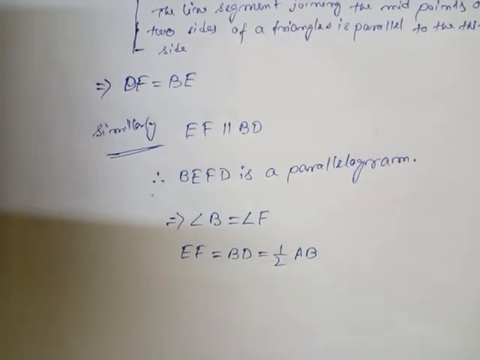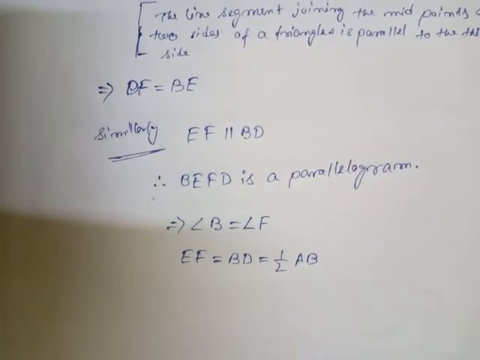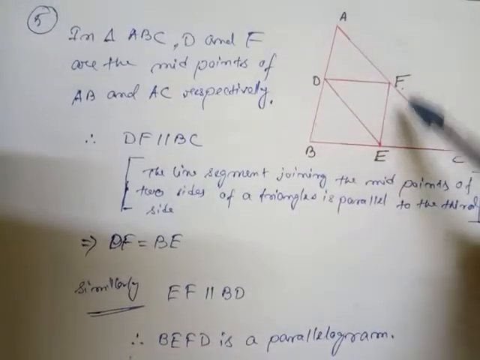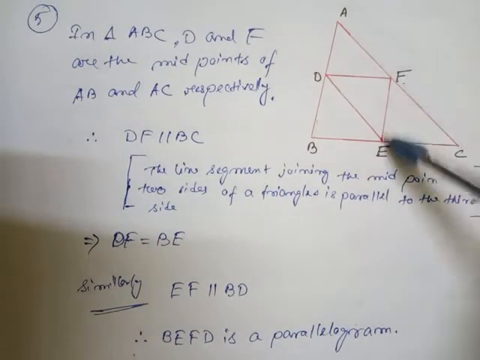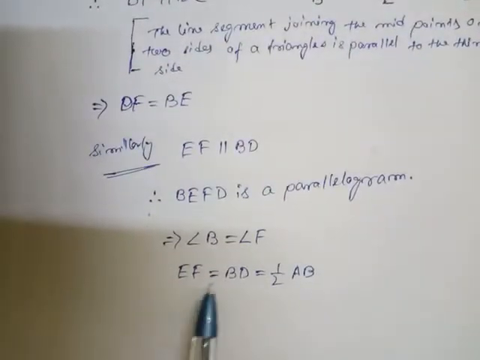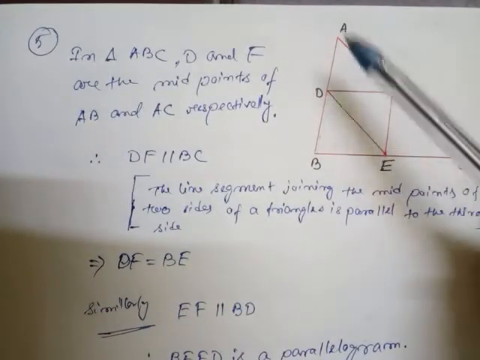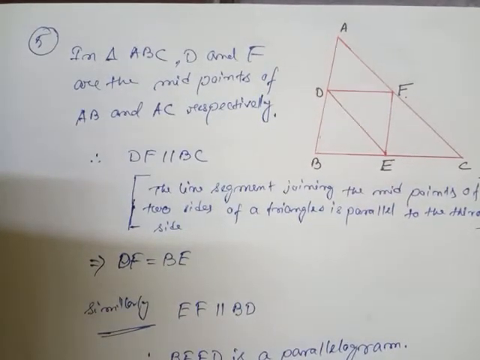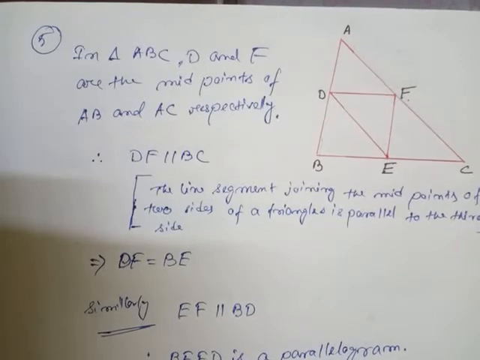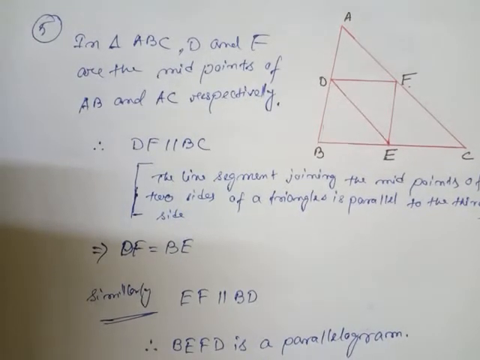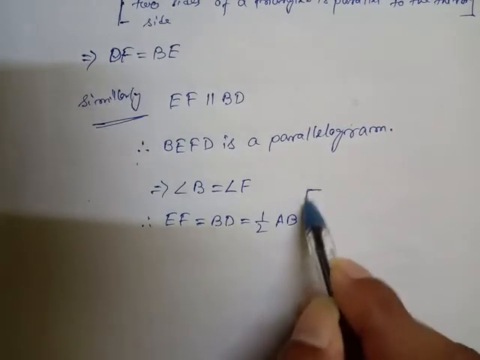Why? Look, there is a reason behind it. Now look, what is the reason here? EF is parallel to BD and EF is equal to BD. I have written here EF equal to BD and also BD equal to half AB, which means BD is equal to half AB. This is also a theorem of class 9 from the chapter on quadrilaterals, the midpoint theorem. So what is the actual theorem? I am now writing down the reason here. Now look, what is the reason behind it?